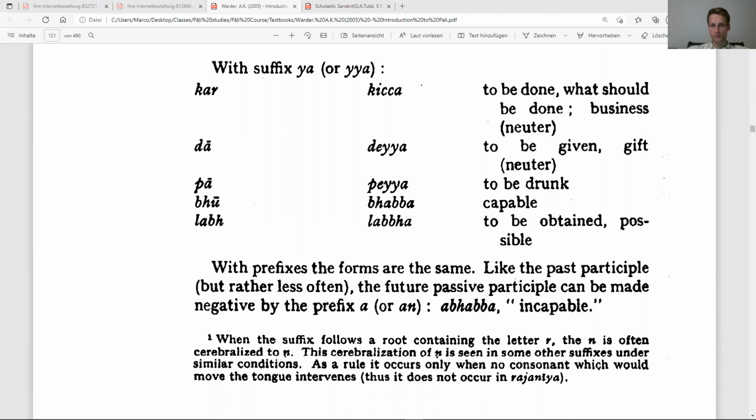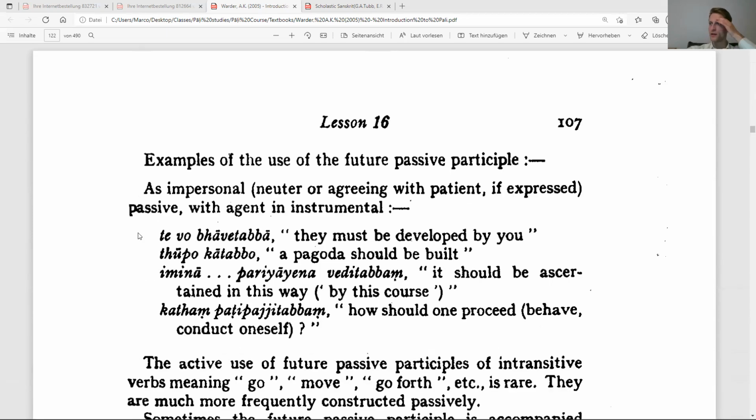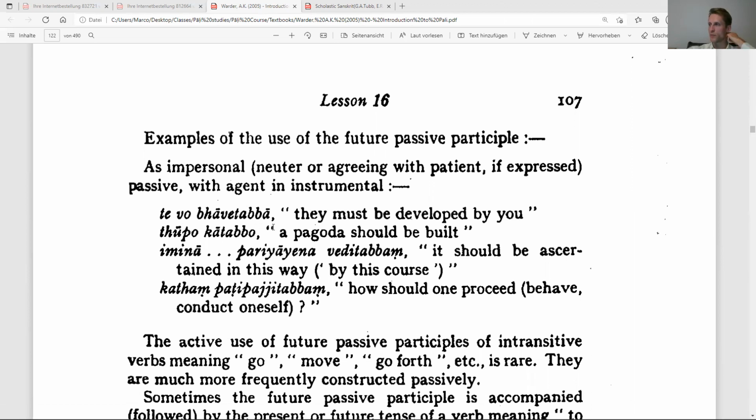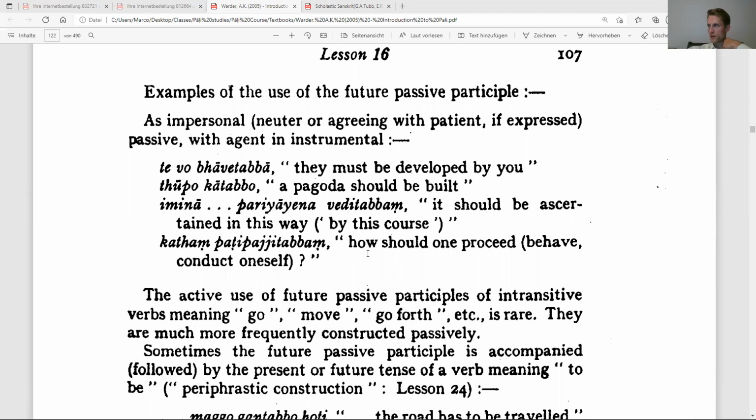Now, an impersonal neuter or agreeing with the patient, if expressed, passive with agent in instrumental: te vo bhāvetabba, they, te, must be developed, bhāvetabba, vo, by you, in the plural. Thūpo kattabbo, a pagoda, thūpo, should be built, kattabbo. Iminā pariyāyena veditabbaṃ, it should be ascertained, veditabbaṃ, iminā pariyāyena, in this way. Kathaṃ paṭipajjitabbaṃ, how should one proceed, paṭipajjitabbaṃ.